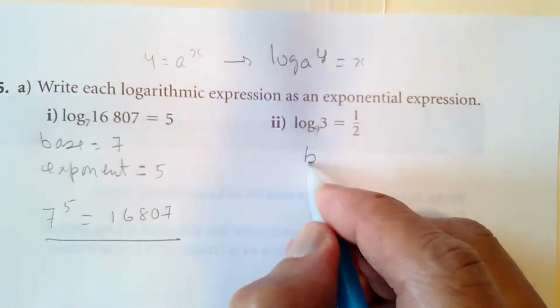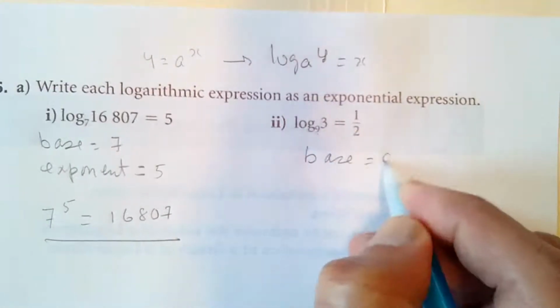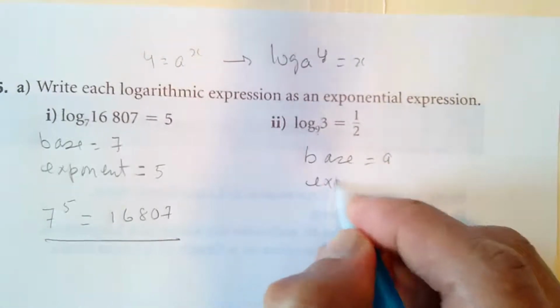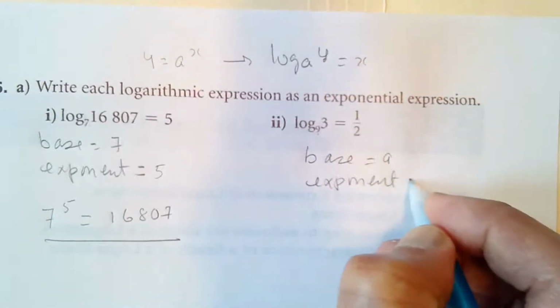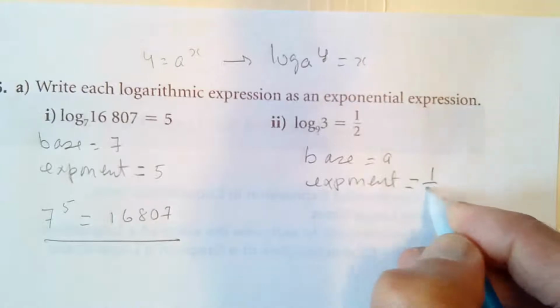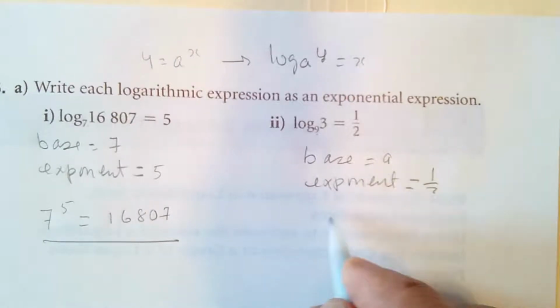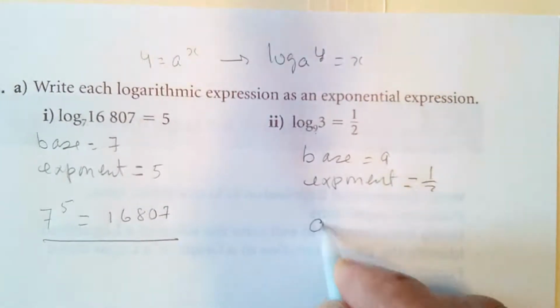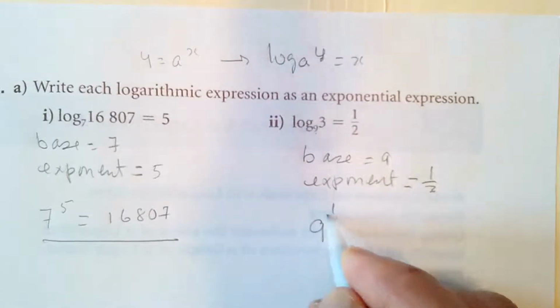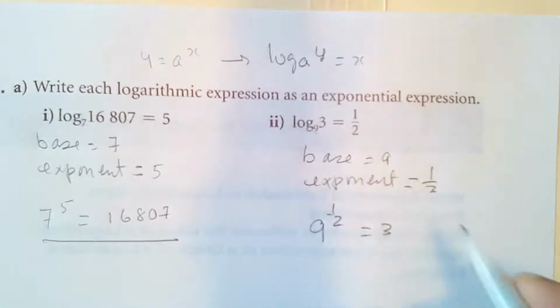This one, base equals 9. Exponent is equal to a half. So this becomes 9 to the power half is equal to 3.